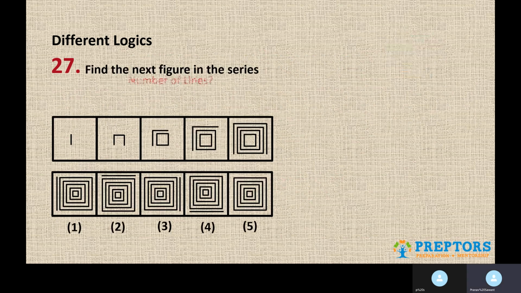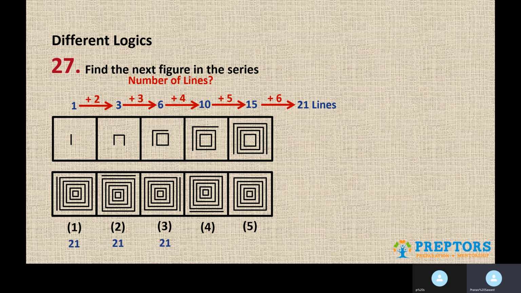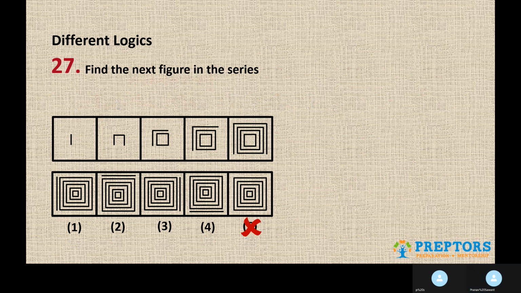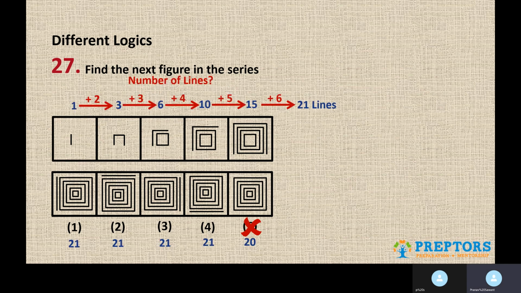Moving to next question. Now, we will check the number of lines over here as well. So the numbers of lines are 1, 3, 6, 10, 15: plus 2, plus 3, plus 4, plus 5. This is the pattern. So 15 plus 6 is 21. Hence, we need 21 lines in our answer. Now, option 5 has 20 lines, hence option 5 is eliminated. Rest all the options have 21 lines, hence we could think of them.